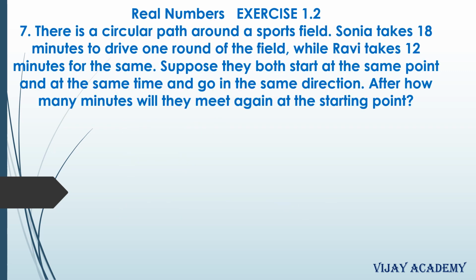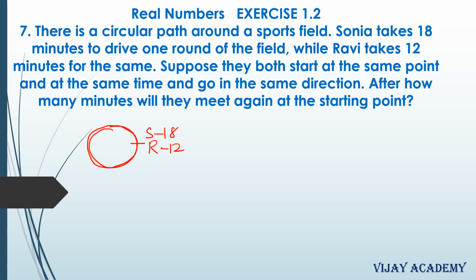So question number 7. There is a circular path around a sports field. Sonia takes 18 minutes to drive one round of the field, while Ravi takes 12 minutes for the same. Suppose they both start at the same point and at the same time and go in the same direction. After how many minutes will they meet again at the starting point? So when they are taking rounds in a circular path, Sonia takes 18 minutes and Ravi takes 12 minutes to complete one round.